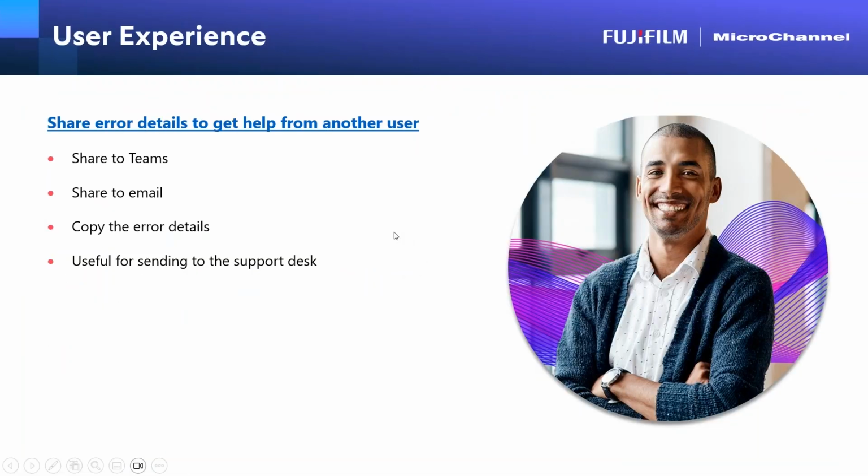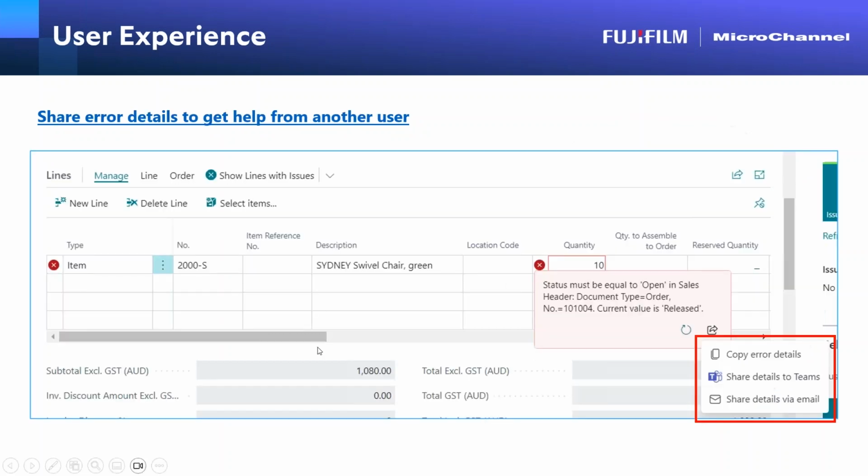The next one, or the last part of user experience, is showing error details and how to get help for another user. So if you get one of those messages and you can't quite decipher it and you need some help, you can take that error message and send it out to Teams or to email. You can also copy those error details and forward them on to someone else. This is really useful if you want to send things through to the help desk if you are getting stuck. So let's have a look here.